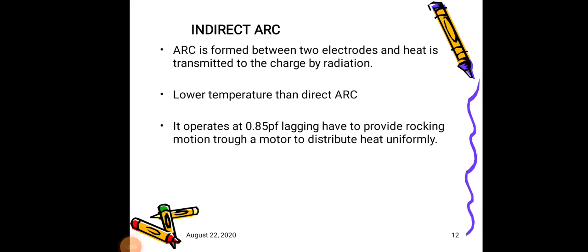Now next is indirect arc heating. In an indirect arc furnace, the arc is formed between two electrodes above the charge, and heat is transmitted to the charge by radiation. The arc is formed between two electrodes and heat is transmitted to the charge by radiation.